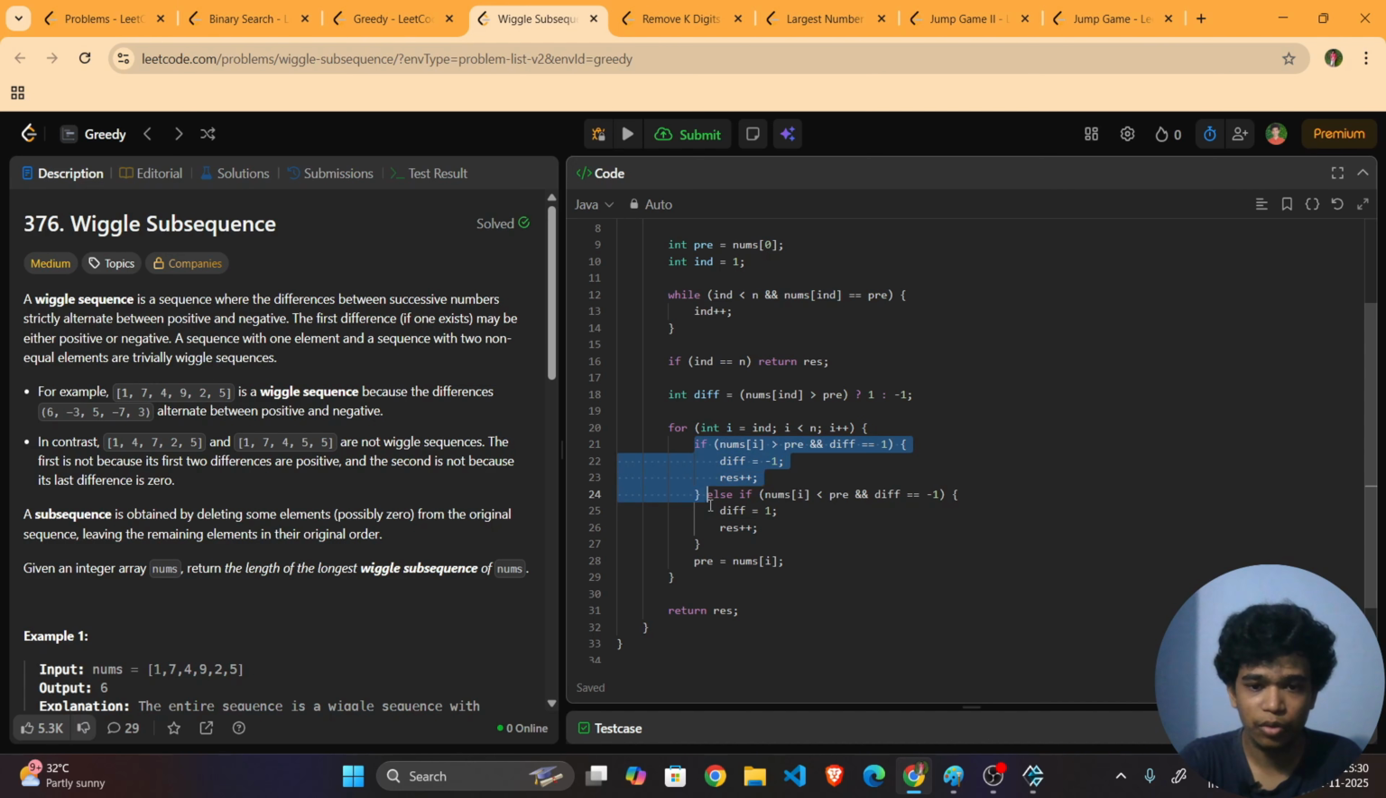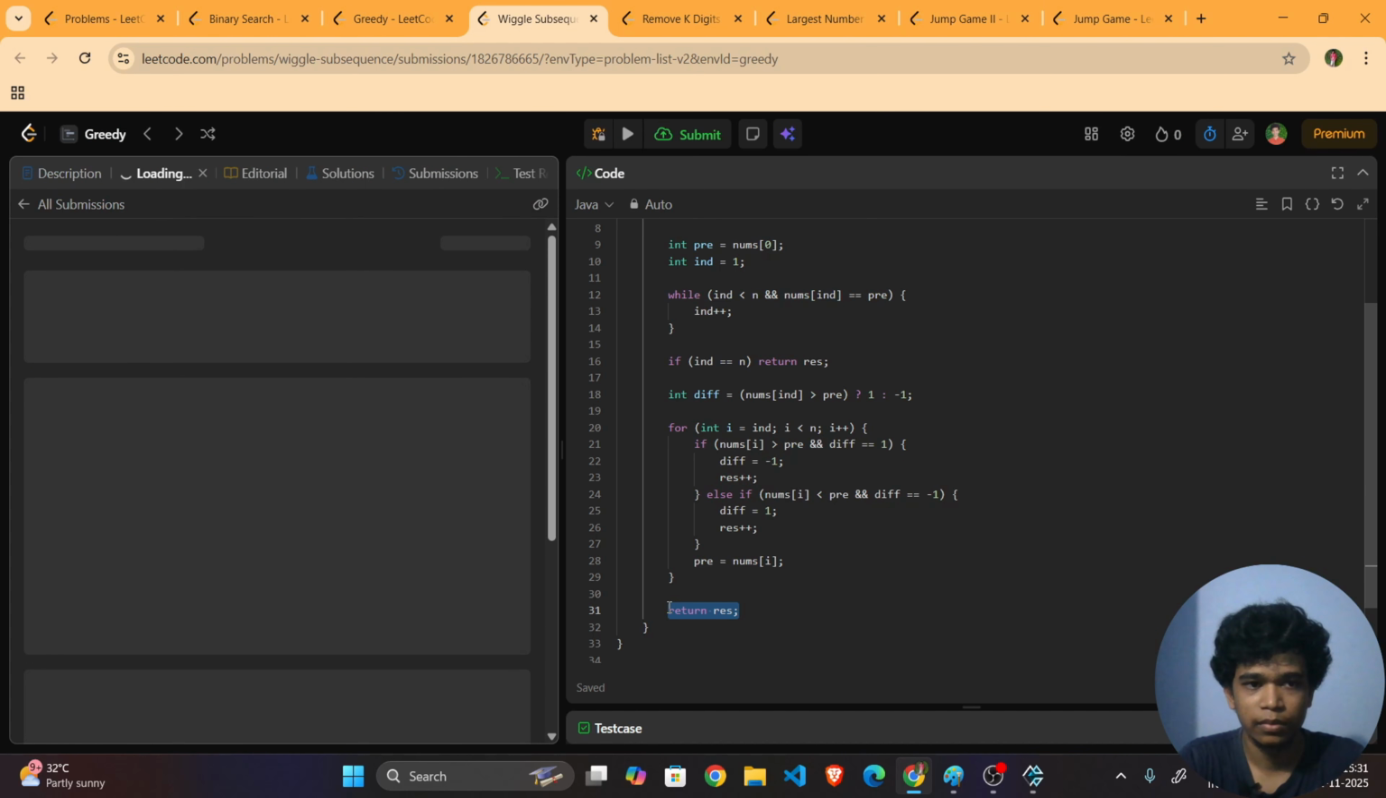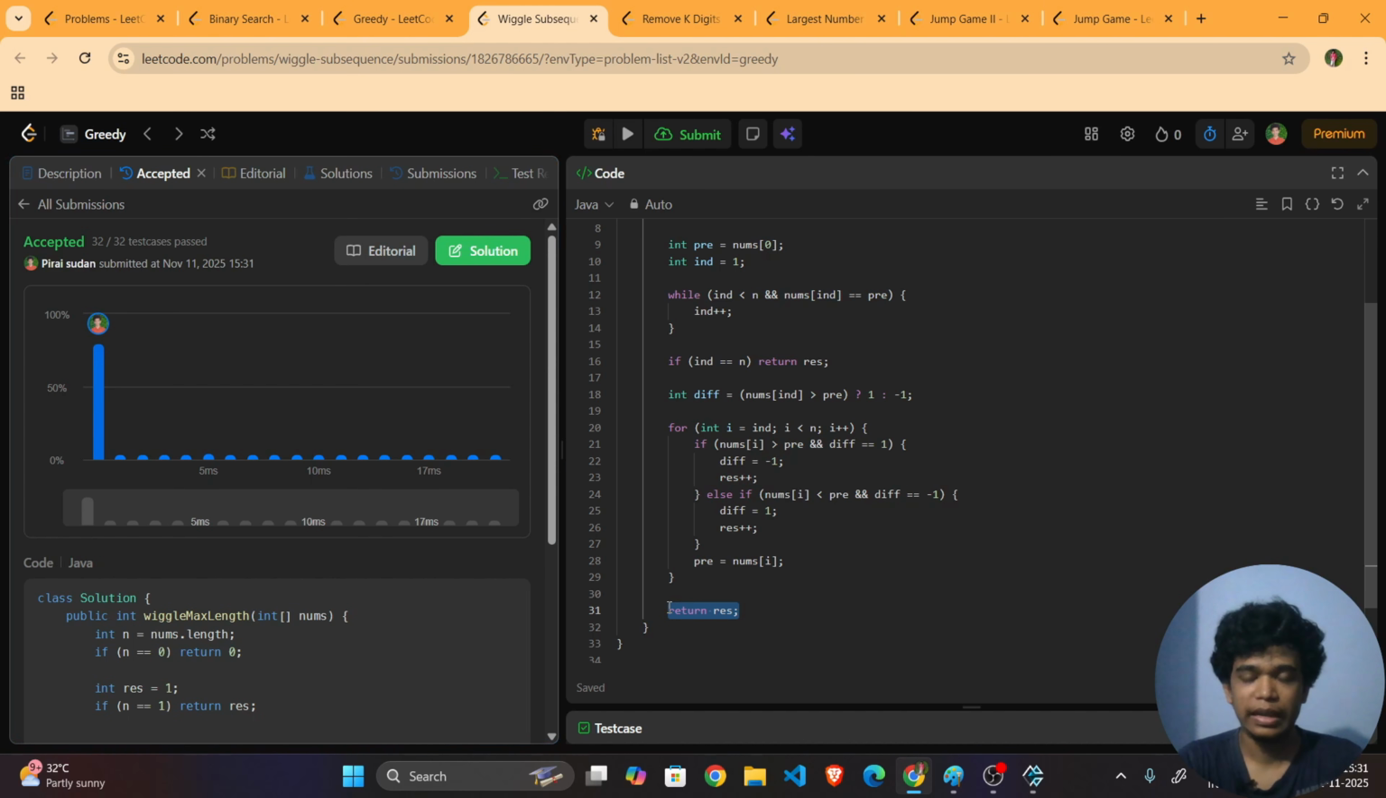And regardless of these two conditions, I'll be updating my current element as the previous element for the next iteration. At last I'll be returning the result. Hope you understand this entire code. Let me submit this. Yes, it is submitted successfully.